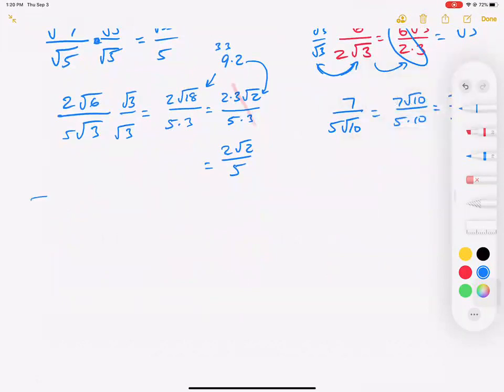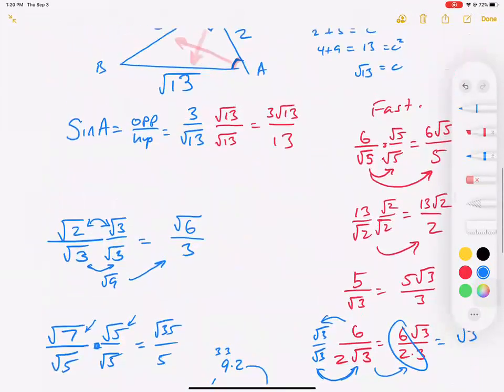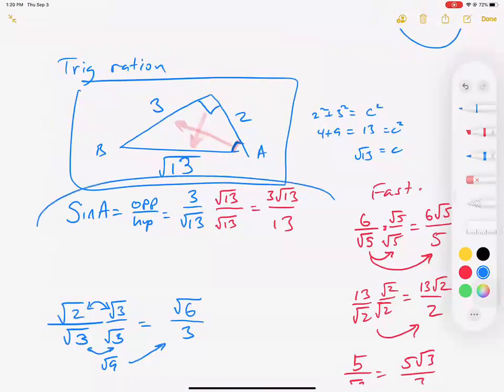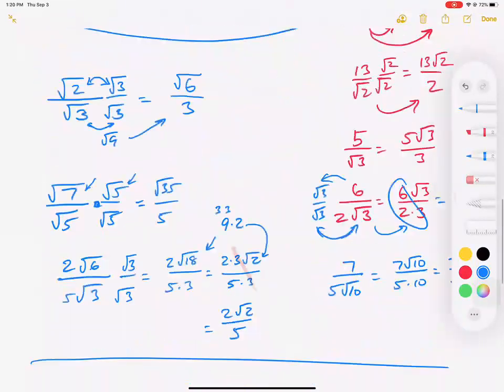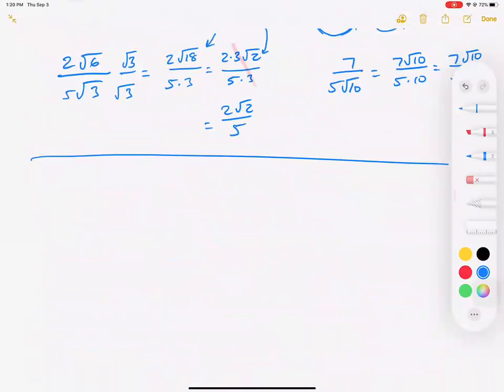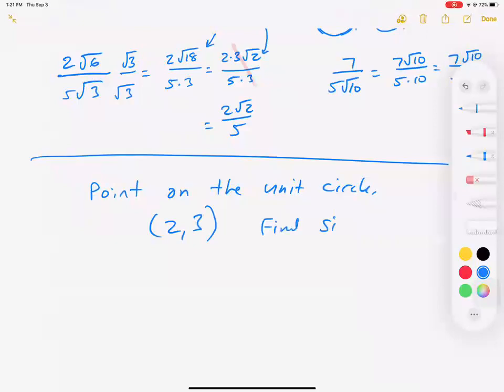All right. So today's story is we're coming back up here to say, if you have the triangle, we could find the trig ratio, easy. Now, we're going to be given some information. Here's my example. I'm given a point on the unit circle. The point is 2, 3. Find the sine of theta.